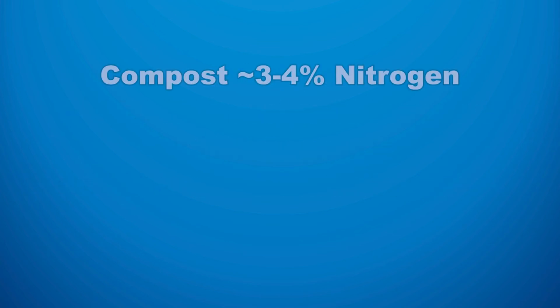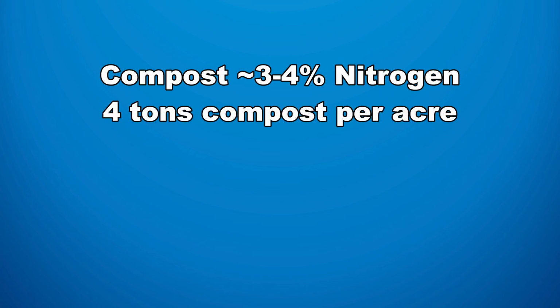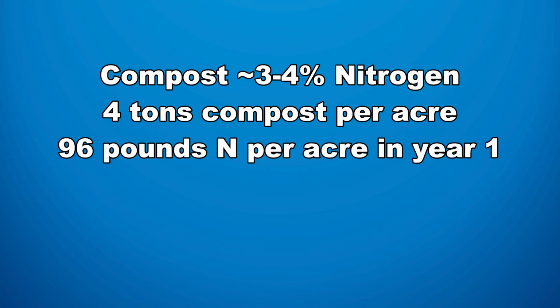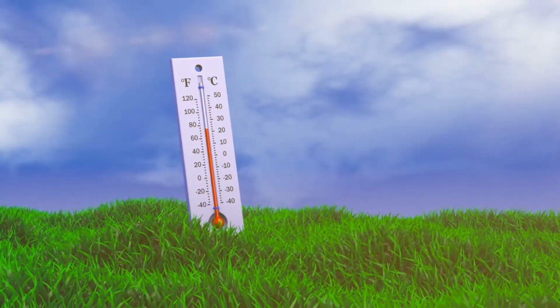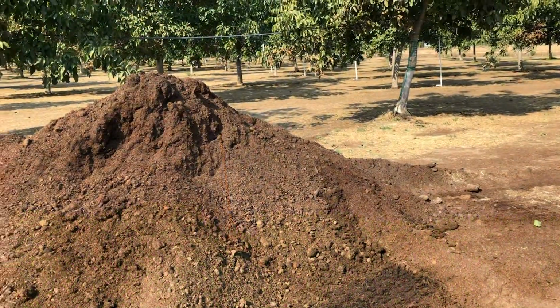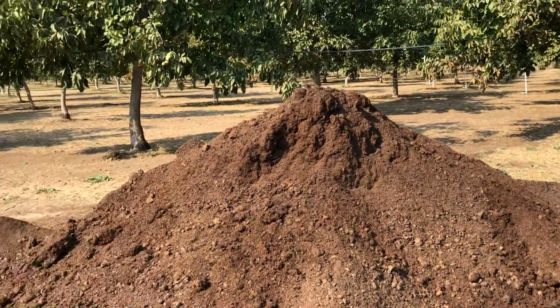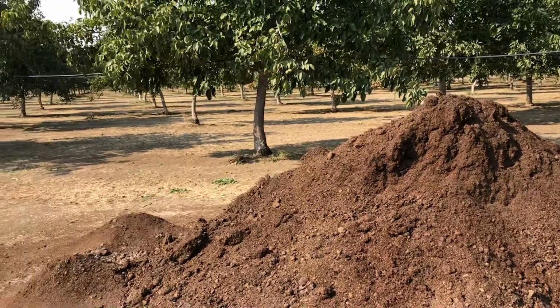Compost averages about 3 to 4% of nitrogen content. So if you apply 4 tons per acre, nitrogen available the first year would be about 96 pounds per acre. And remember, availability of the nitrogen from compost is very temperature dependent. Where possible, incorporate compost or manure soon after application.